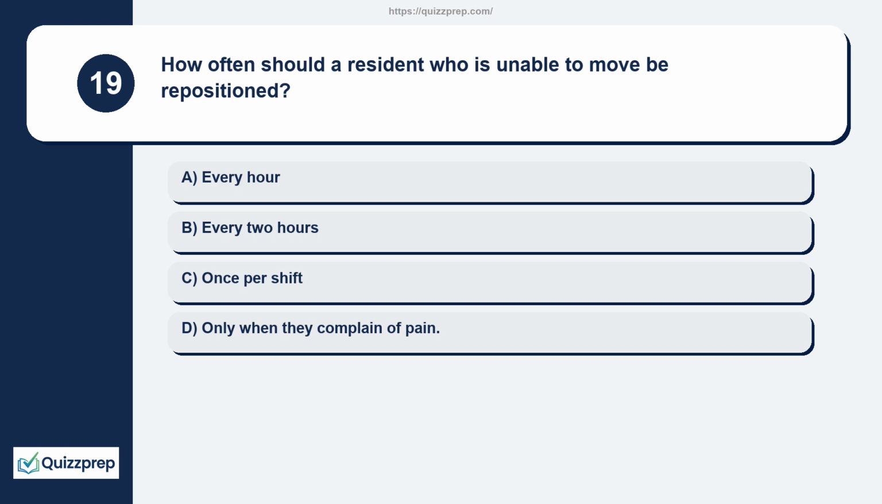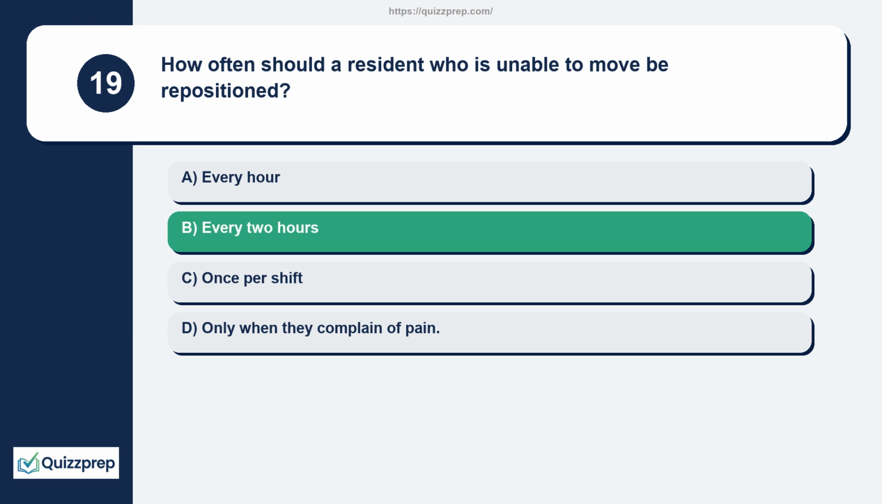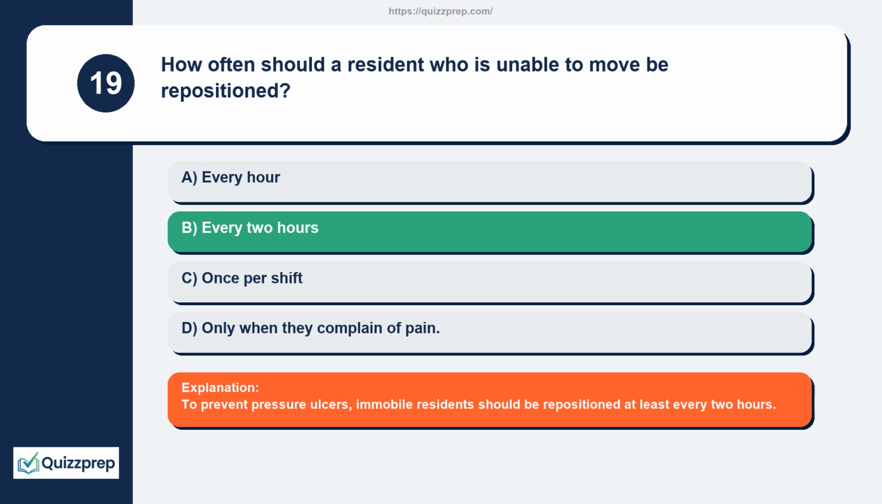Question 19. How often should a resident who is unable to move be repositioned? Every hour, every 2 hours, once per shift, only when they complain of pain. To prevent pressure ulcers, immobile residents should be repositioned at least every 2 hours.